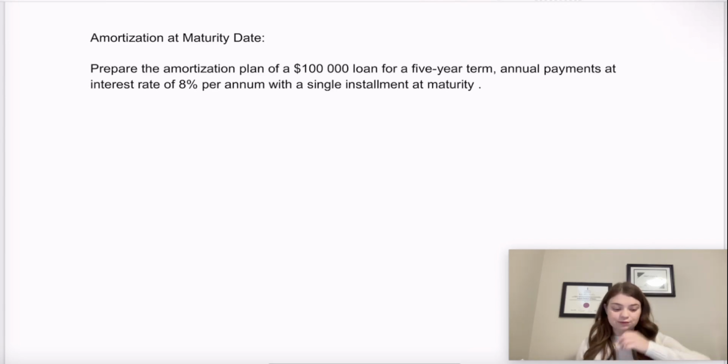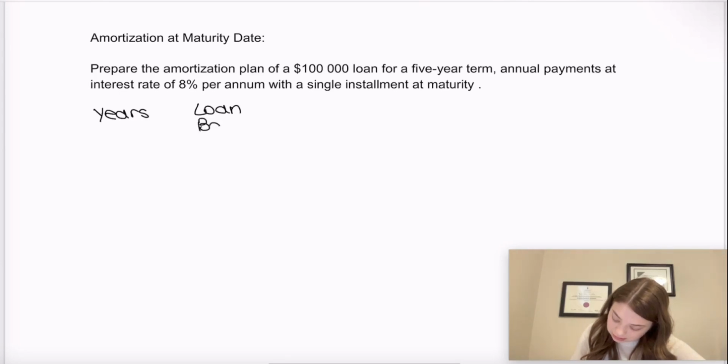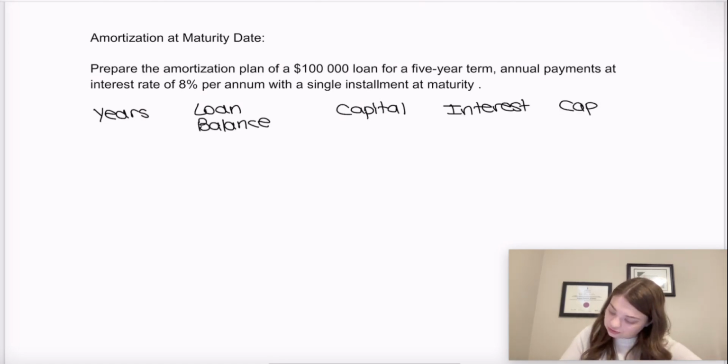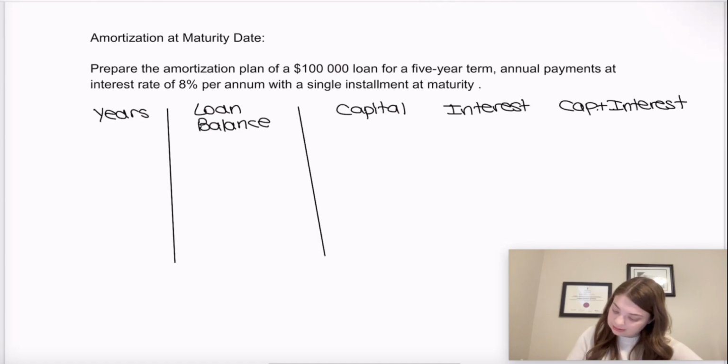Okay, so here's what I'm going to do for this one. I'm going to first write the period in years, so the number of years, then the loan balance, then the capital paid, which will be zero for a lot of this, just based on the way this one works. Then the interest paid each year, and then the capital plus interest together, so the full payment. Okay, now let's draw some lines.